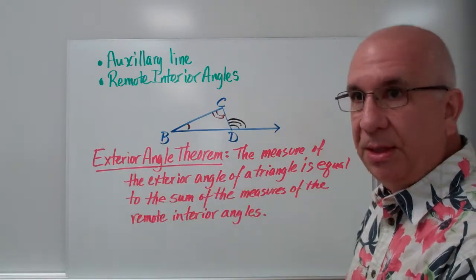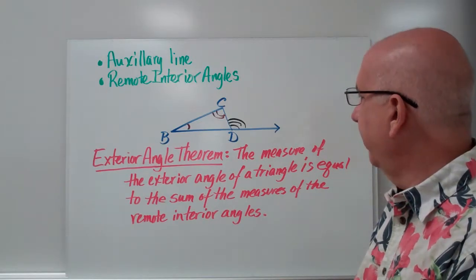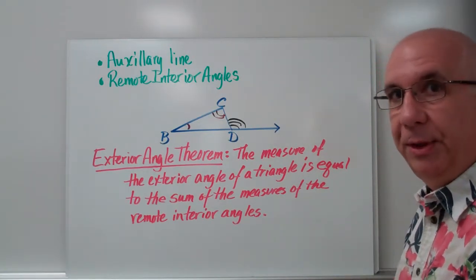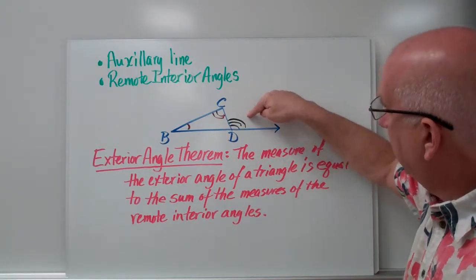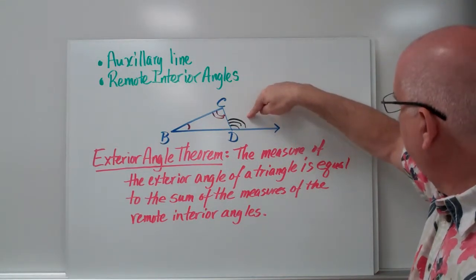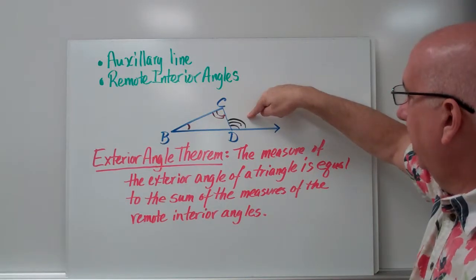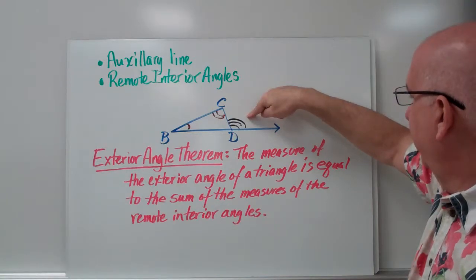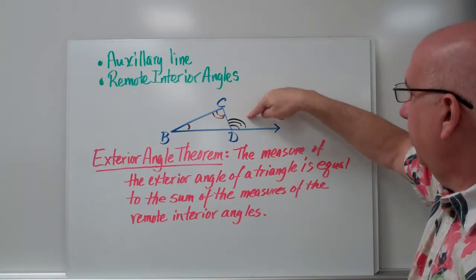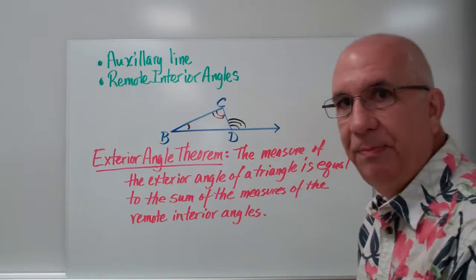Which brings us to the next theorem, exterior angle theorem. The exterior angle theorem states that the measure of the exterior angle, that's this angle right here, of a triangle, is equal to the sum, meaning add, the sum of the measures of the remote interior angles. Now, what does that mean?